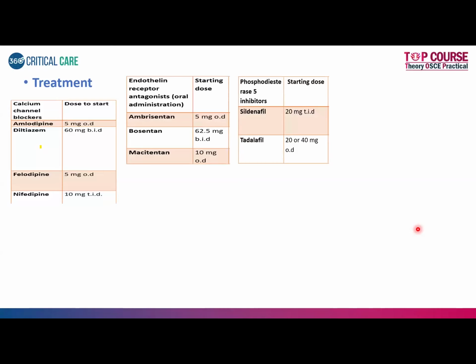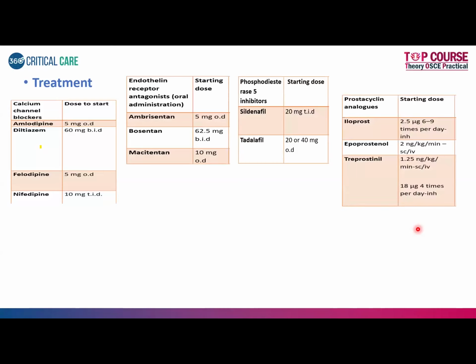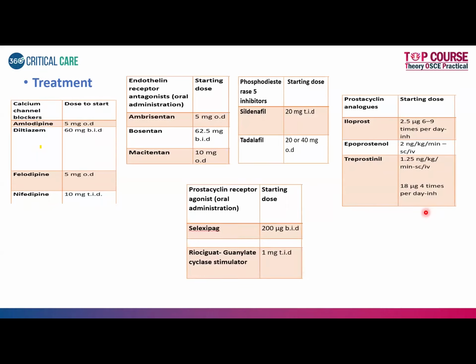We have to remember some of them, including the doses: prostacyclin analogs, with inhalational iloprost of 2.5 microgram 6 to 9 times per day, and the remaining are subcutaneous or IV. Treprostinil is also given as an inhalational dose. Then we have the prostacyclin receptor agonists, which are given orally, that is selexipag, and then the recent sotatercept, which is the activin receptor ligand. So these are the pharmacotherapies which are available.